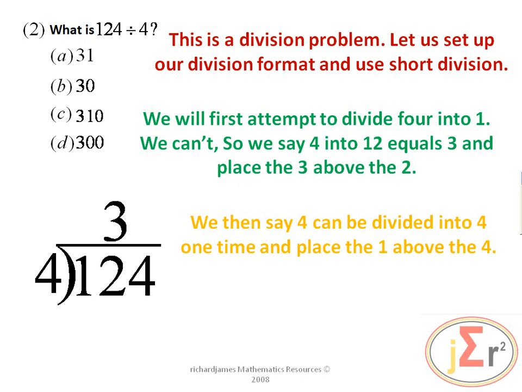So we then say 4 can divide into 4 one time and place the 1 above the 4. So after saying 4 into 12 is 3 times, then we say 4 into 4 will be 1 time. Any number divided into itself will be 1 time. And later on, although we'll make more use of it later on, I'm saying it now.